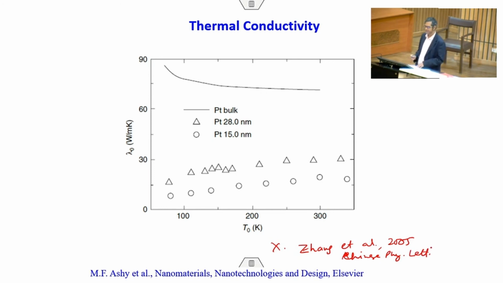Okay, so what do you see here? The thermal conductivity of the thin films is much lower than the bulk of platinum. Correct. So that means what? The thermal conductivity has substantially reduced in the case of thin films compared to bulk. And the second thing you see is that as the thin film thickness decreases, the thermal conductivity also decreases. So compared to 20 nanometers, the 15 nanometer thin film has a lower thermal conductivity, right? Now, why does it do so?